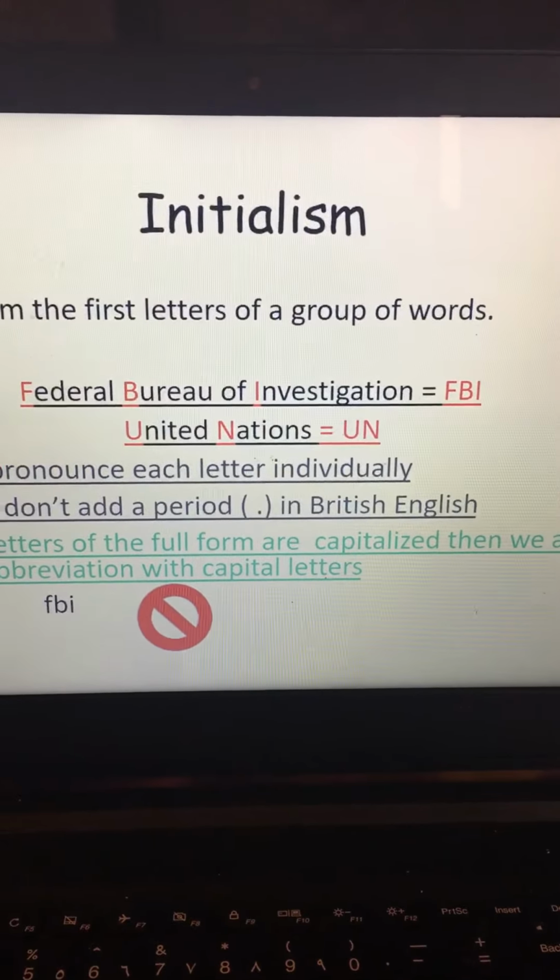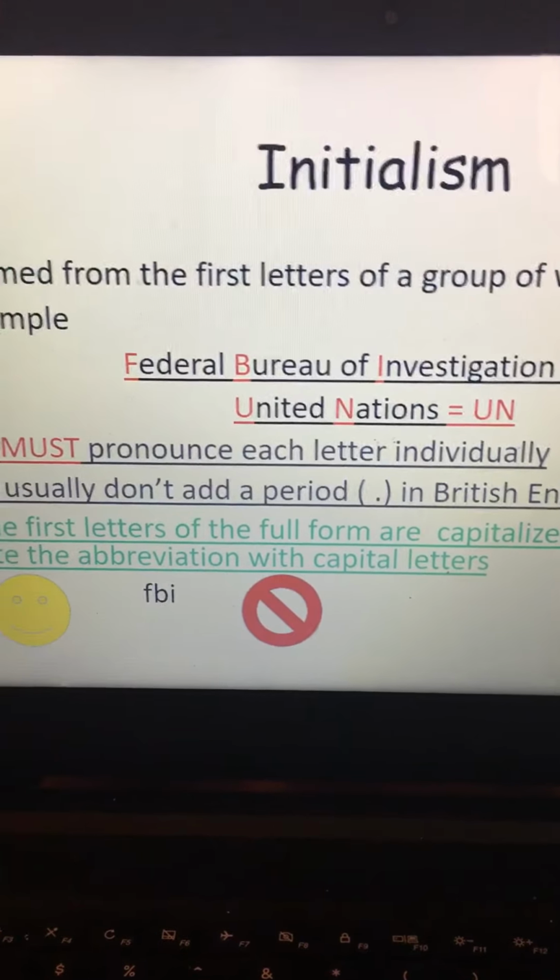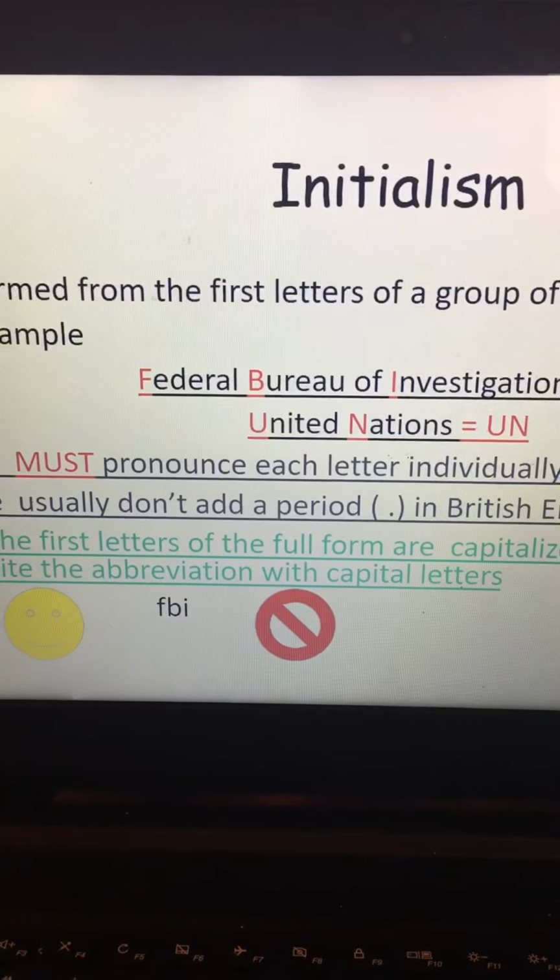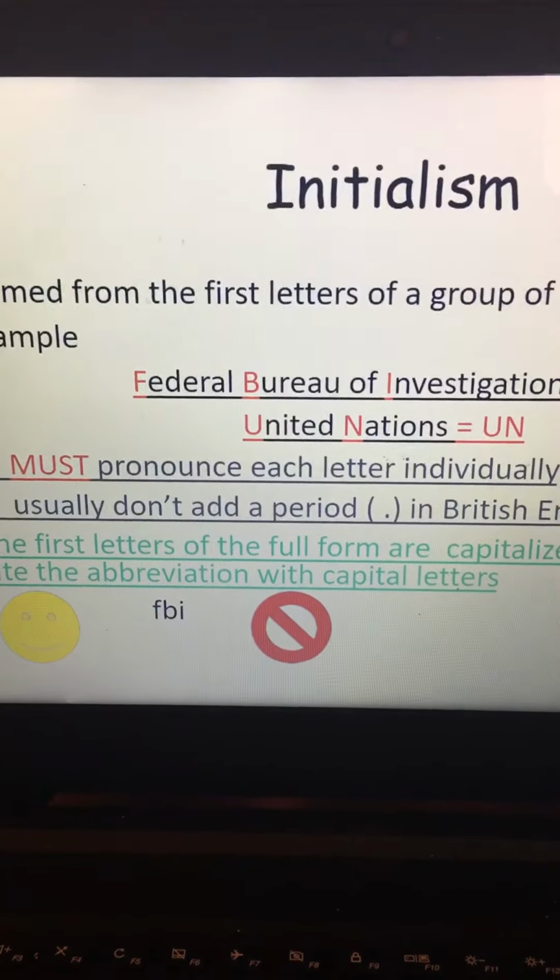FBI, UN. As for the periods or full stops, in British English, we do not usually add a period after the abbreviation. While in American English, it's a question of style, so it's possible to use periods in initialism.